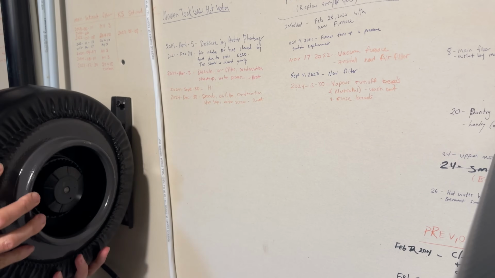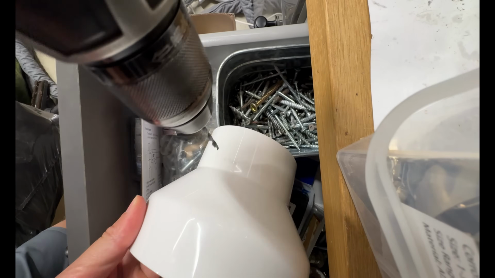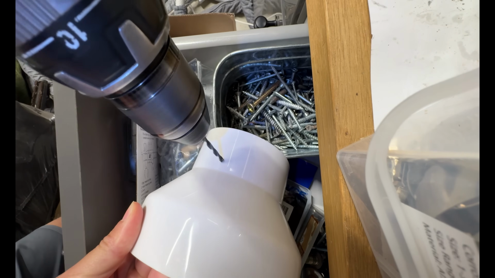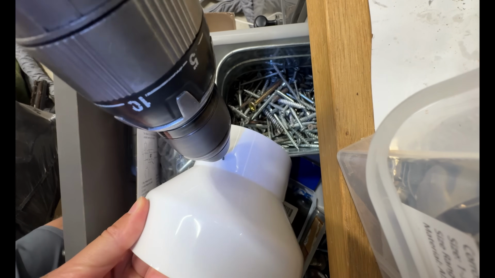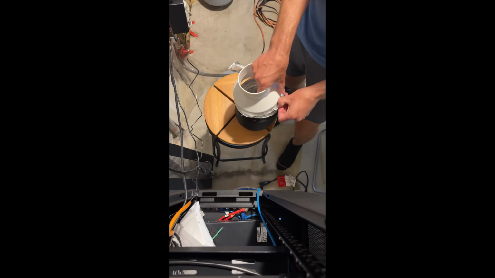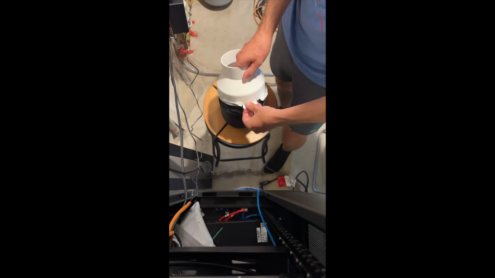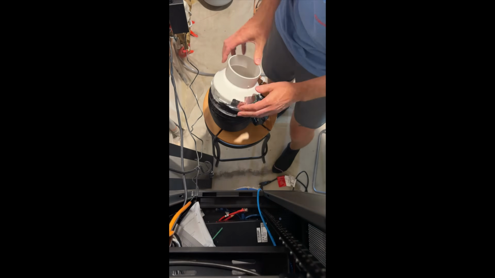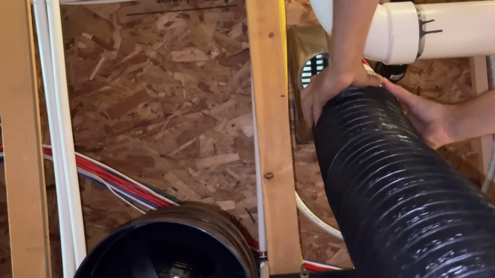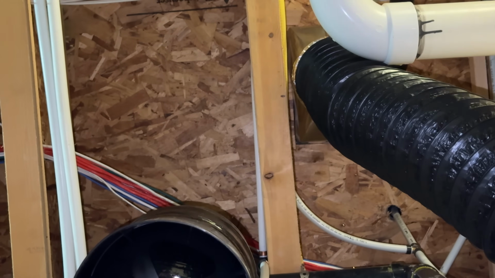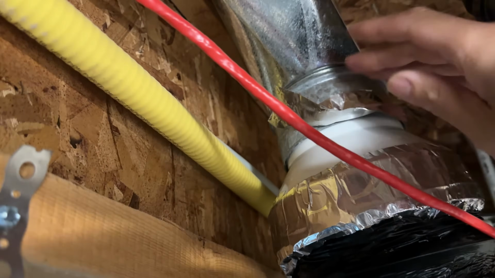So I'm going to install the bracket onto the wall here. Up next, we're going to drill a small hole in the reducer so that I can secure it to the existing vent. And now we'll fix the flexible 6-inch duct to the reducer and secure it with some tape. Up next, we are attaching the reducer to the existing vent, and now we'll tape that up.